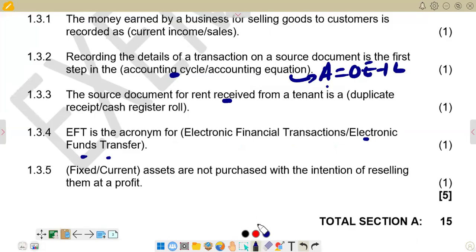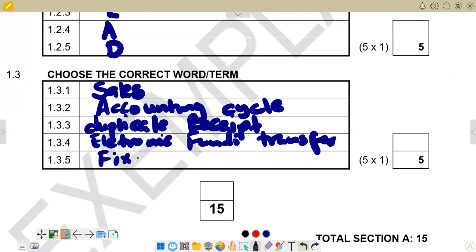So remember, when you buy goods with the intention of selling, we regard them as current assets. And when we buy them without the intention of reselling them, they are fixed assets. So according to the response that we are given, you see that fixed is the correct response that we have. So our 1.3.5 now we put fixed. So we can just indicate it as such. So here we are saying fixed. So this is what we have, guys, about this video.